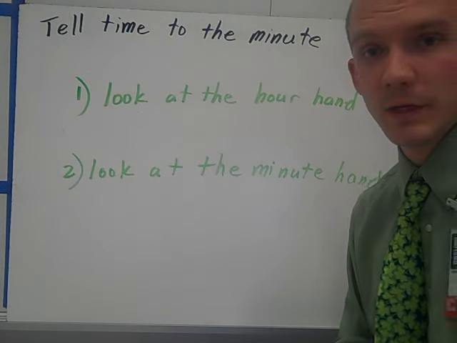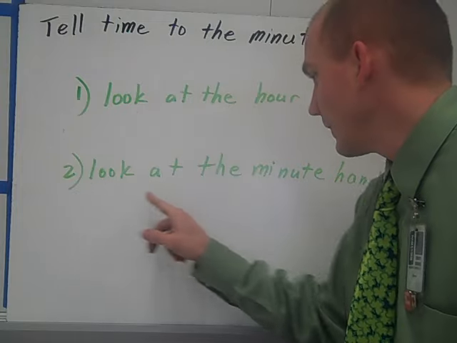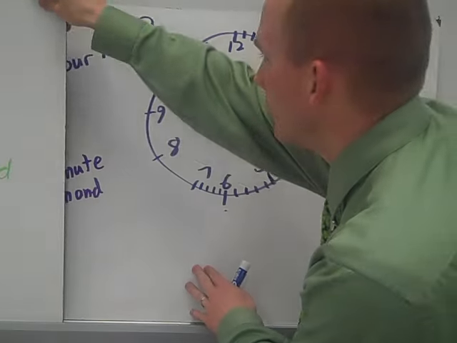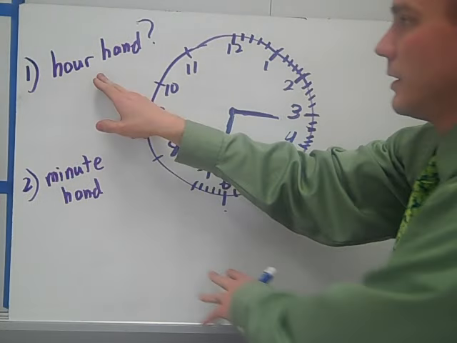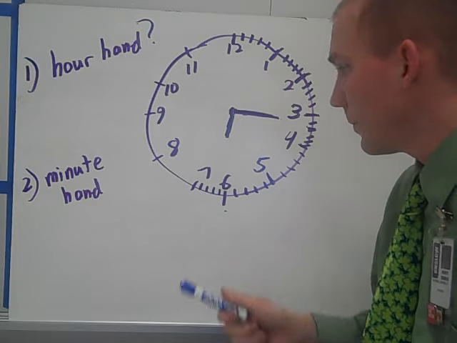Tell time to the minute. It's 2 steps to do this. You look at the hour hand, and then you look at the minute hand. First, use a clock. It's marked off to the minute for the part we need.